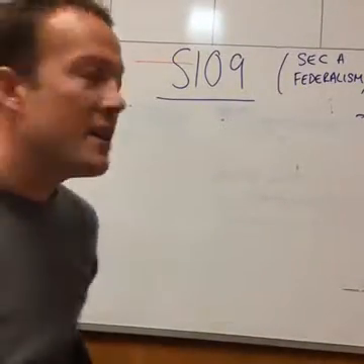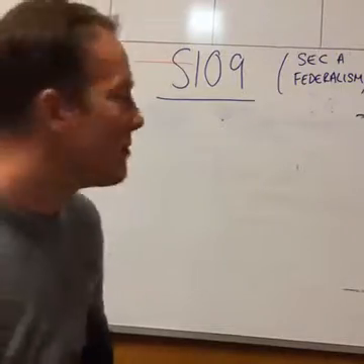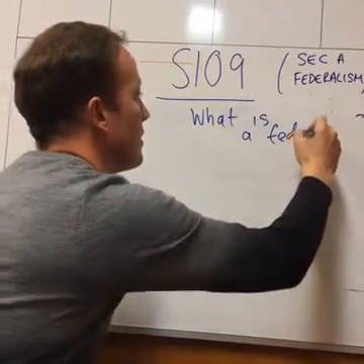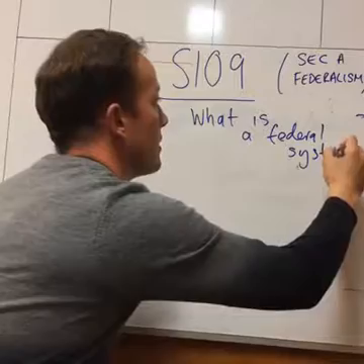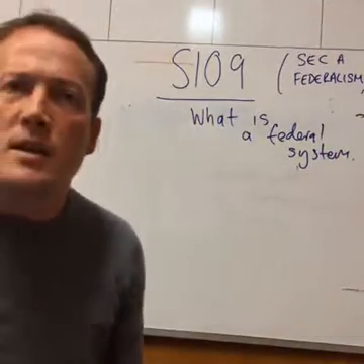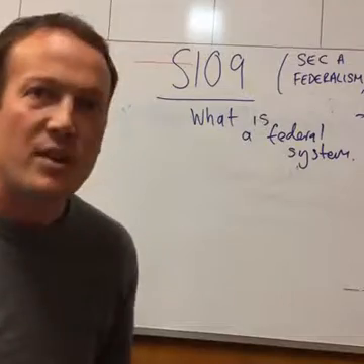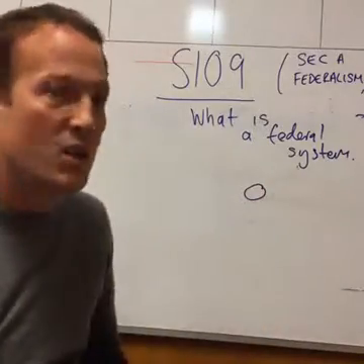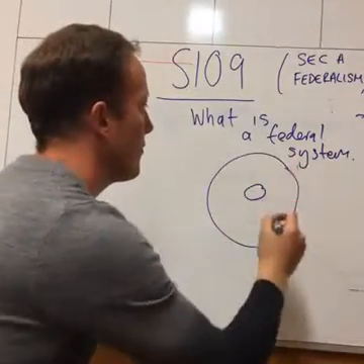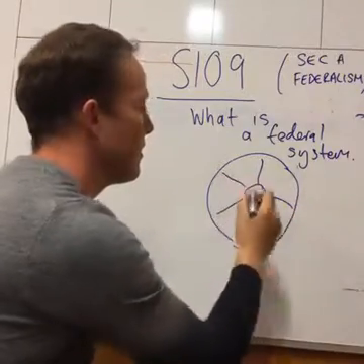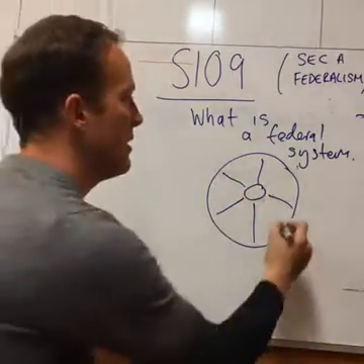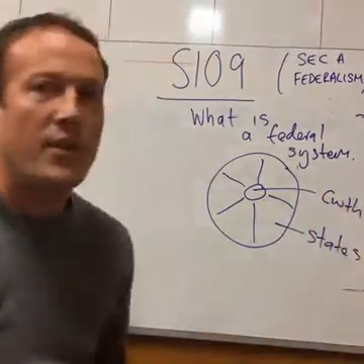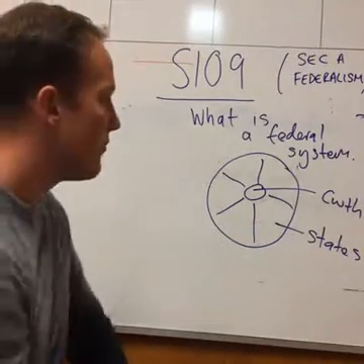So the first thing we need to cover is, what is a federal system of government? A federal system basically has three key features. The first is that it has a central government. In Australia, that's the Commonwealth. It has regional governments, so that's the states. And the third key feature is that it has a division of power between them.